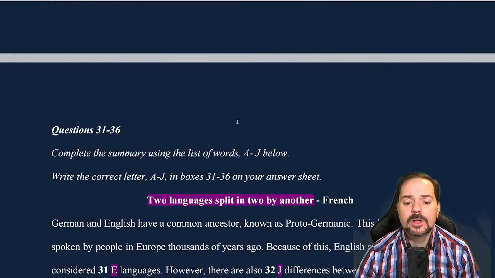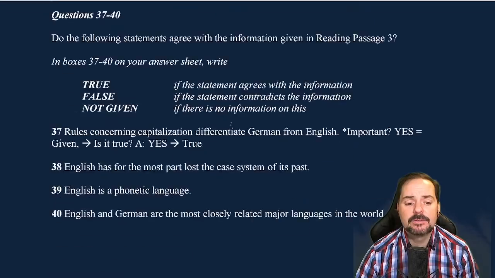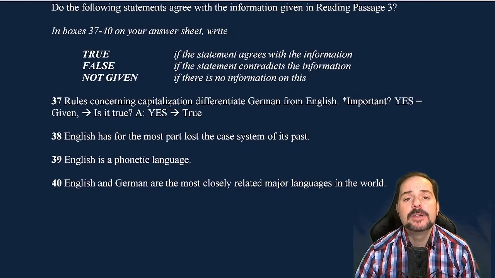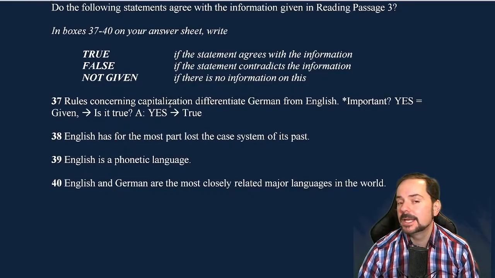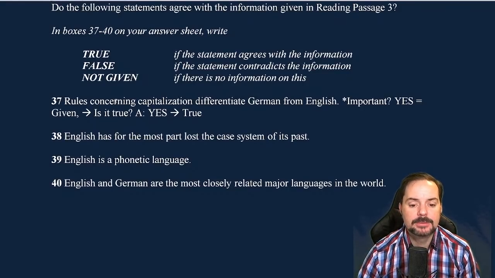So for true, false, not given, I want to figure out first if it's important. If it's important, then it's given. Okay, if it's not important, it's most likely not given. All right.